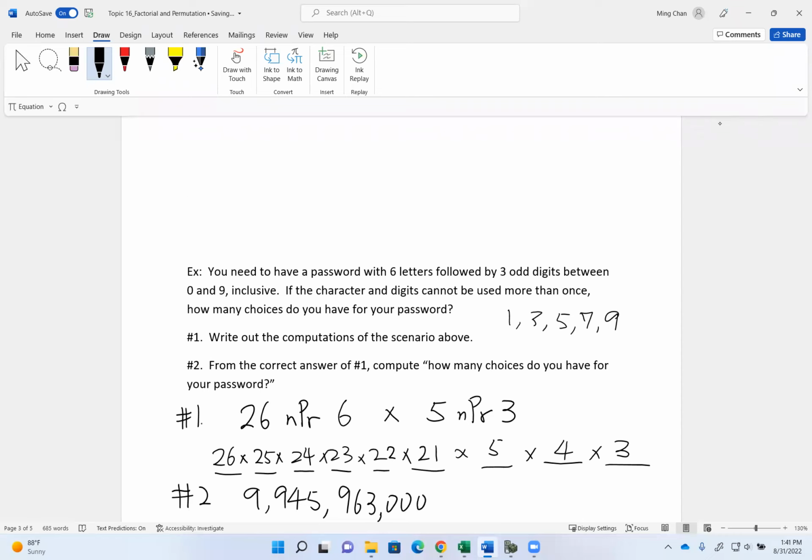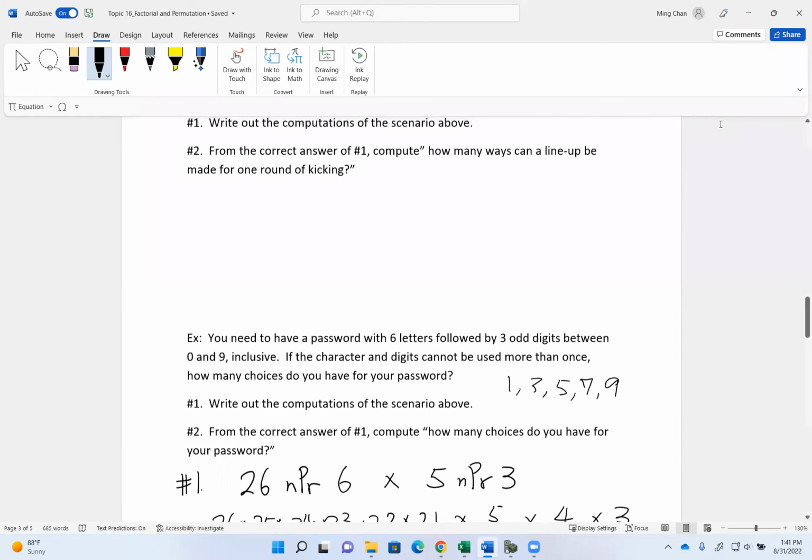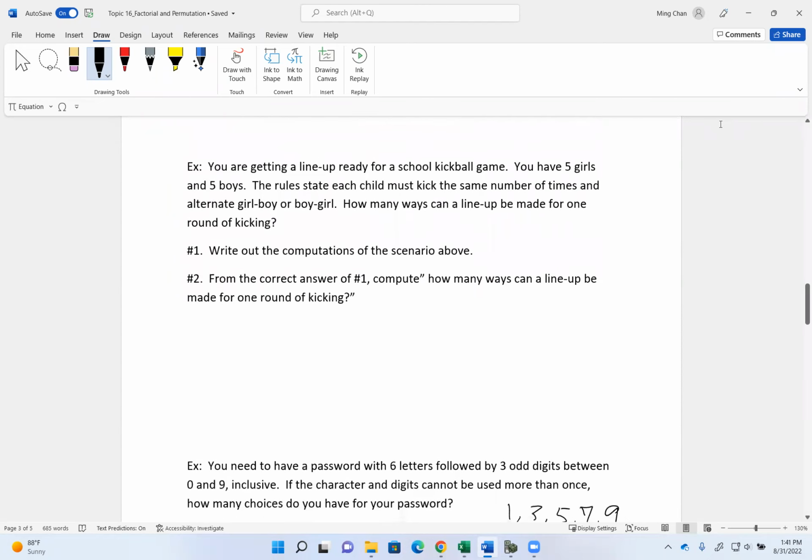So that's 9,945,963,000 ways. Okay. The order matters, then that's a permutation. Okay, this is a cute little problem right here.